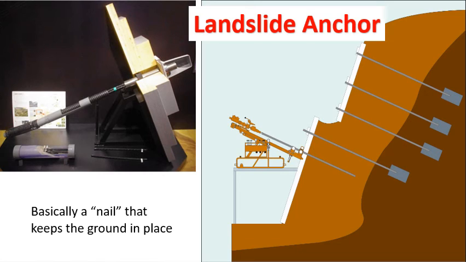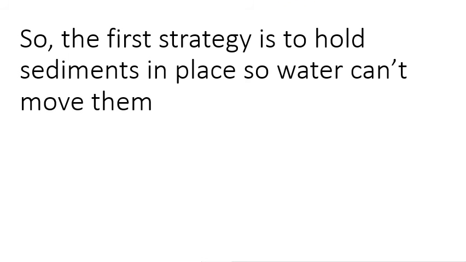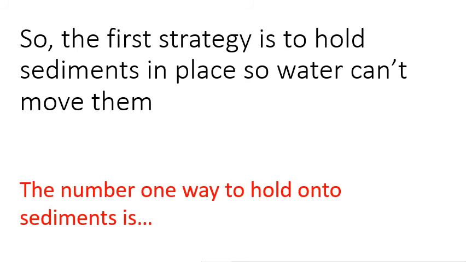So this gives you an idea what a landslide anchor looks like. It's basically just a nail that keeps the ground in place. And think about that. You nail something together, it stays together. So the first strategy is hold the sediments in place so the water can't move them. We lock down the sediments where they can't move.